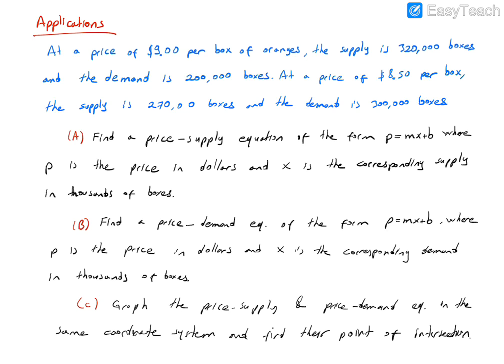The price supply equation is linear, where P is the price in dollars and X is the corresponding supply in thousands of boxes. Here X is, for example, 100. This means 100,000 boxes. If X is 320, that is 320,000 boxes. Maybe I should emphasize this is the X equals 320 case. This is the X equals 200 case.